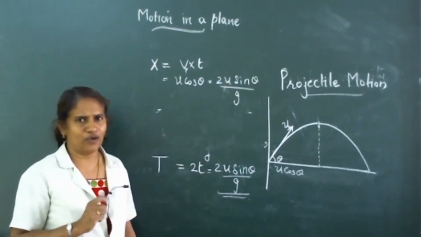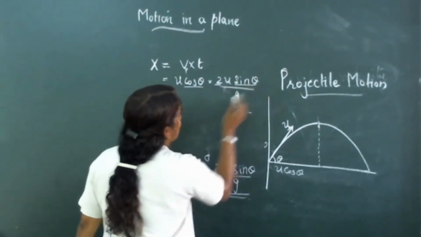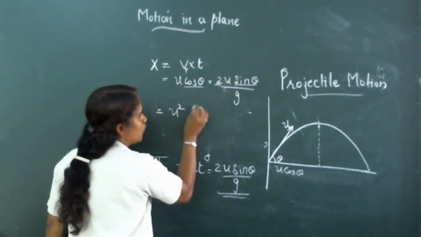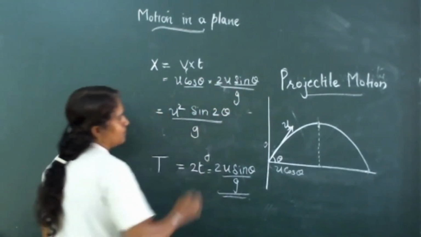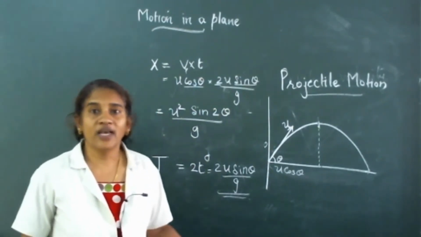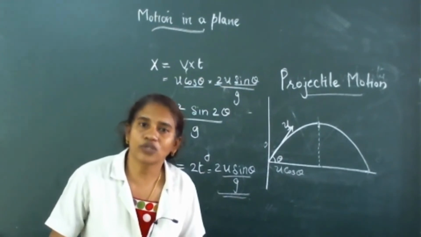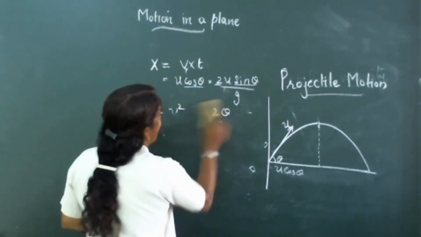Maximum formula there. I don't know whether you have studied it or not. 2 sin theta cos theta is sin 2 theta. So we can write u square sin 2 theta by g. U square sin 2 theta by g is what? Horizontal range. Finally, one more is there, maximum height.